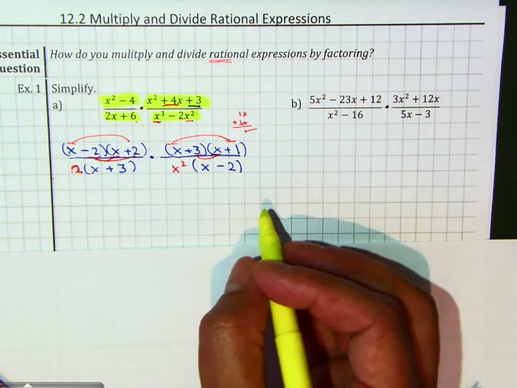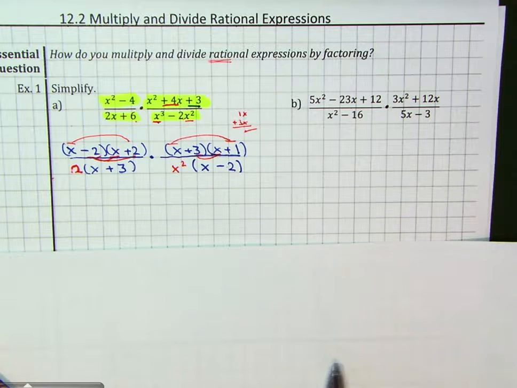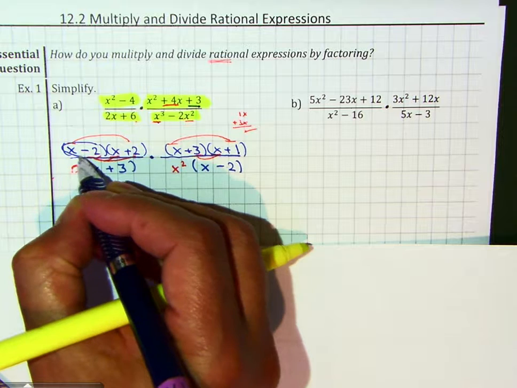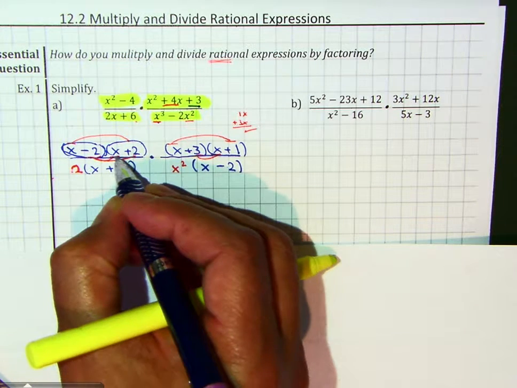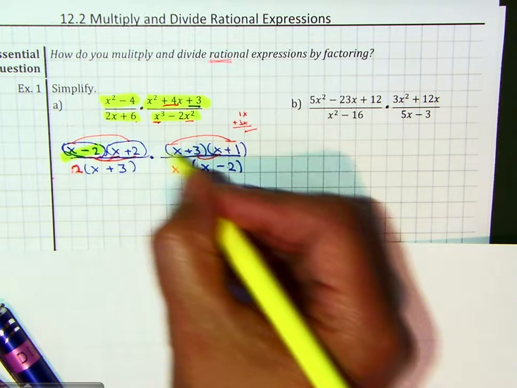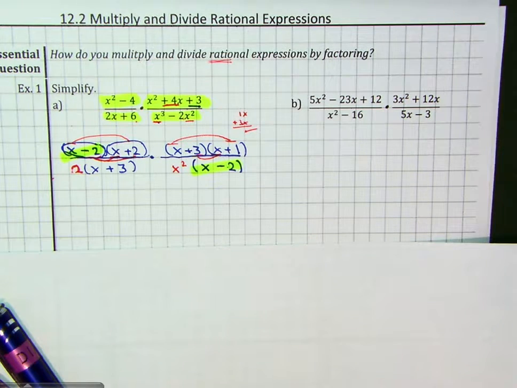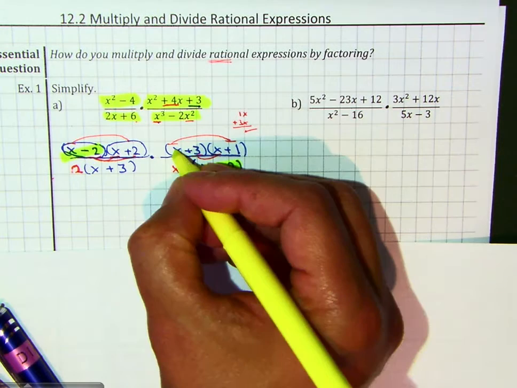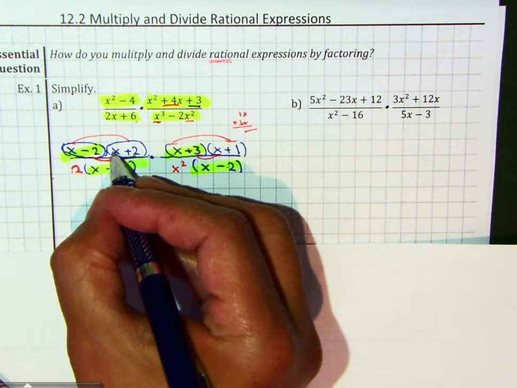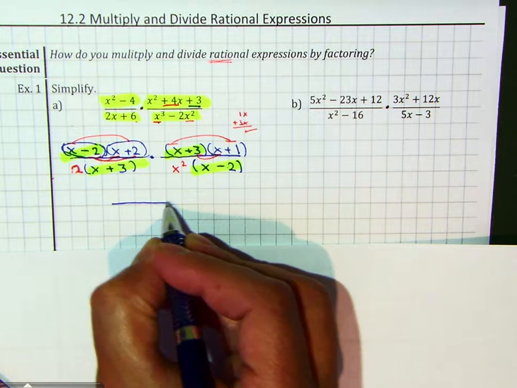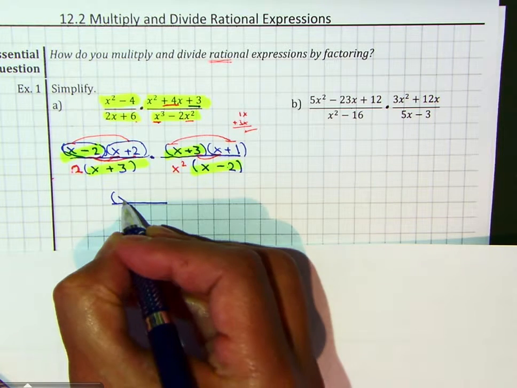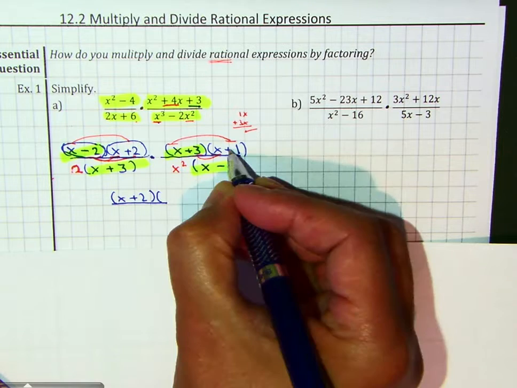So let's see, in this case, I can only cancel my factors. Same thing as before. The x minus 2 and x plus 2 are multiplying each other, so those can be canceled out. So therefore I can cancel my x minus 2 and x minus 2. What else can I cancel? My x plus 3 and x plus 3. So therefore, on the numerator, I have x plus 2 times x plus 1.